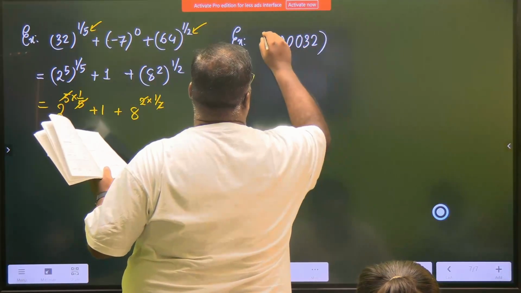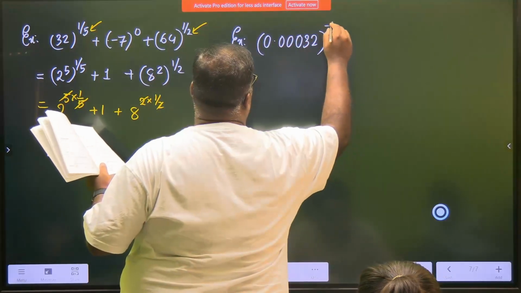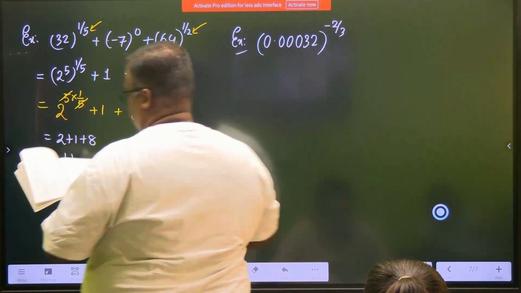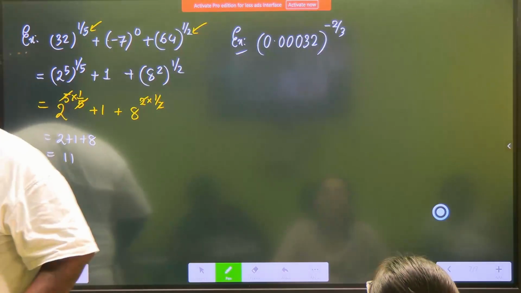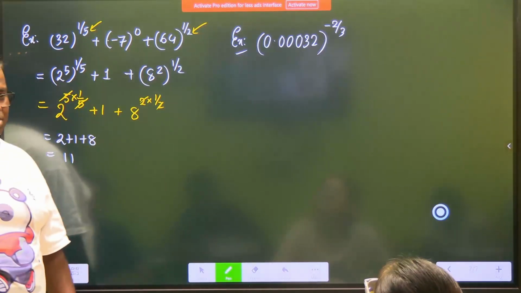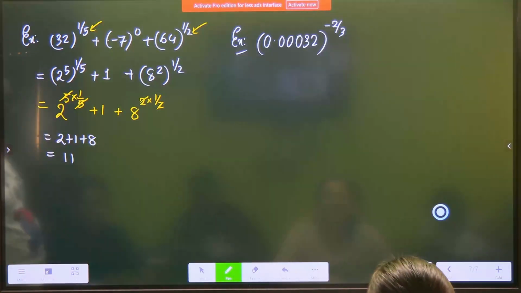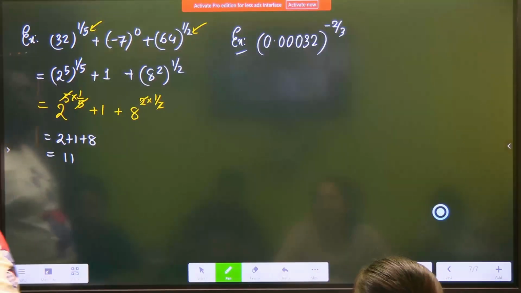0.00032 to the power negative 2 by 3. And we will go by baby steps. We will go absolutely by baby steps. ठीक है ना? चलें? Baby steps में चलेंगे.